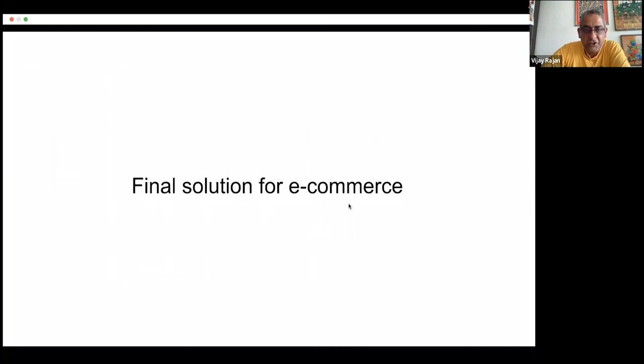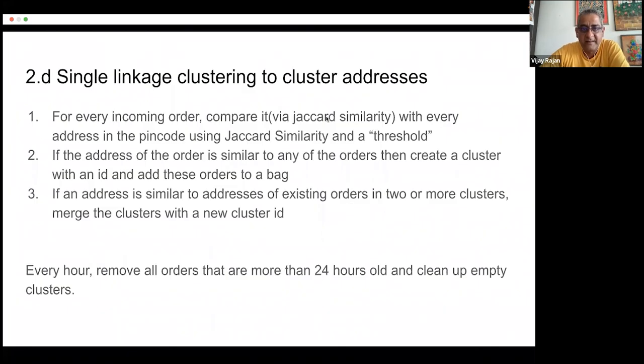The one thing that I should mention is there is something known as single linkage clustering, which I should have taken time to explain. But basically, what is single linkage clustering? If A is similar to B and C, even if B and C are not similar based on a threshold, I can cluster A, B, C together.